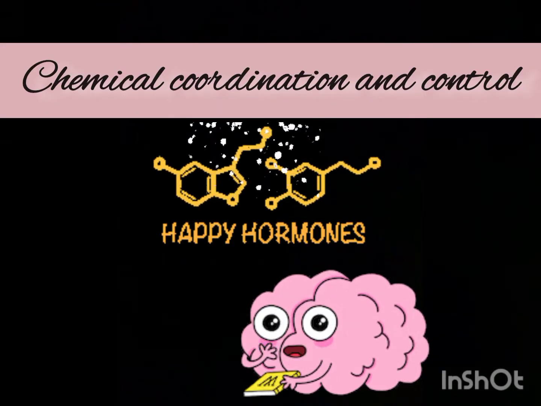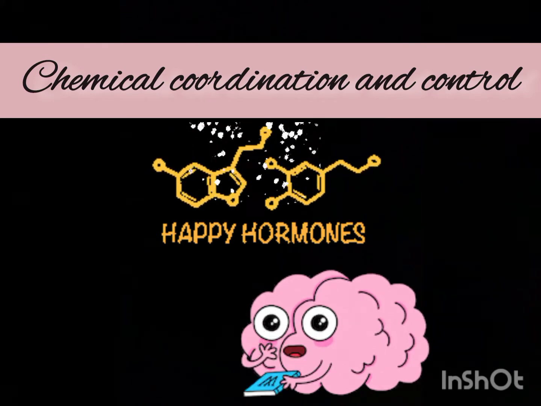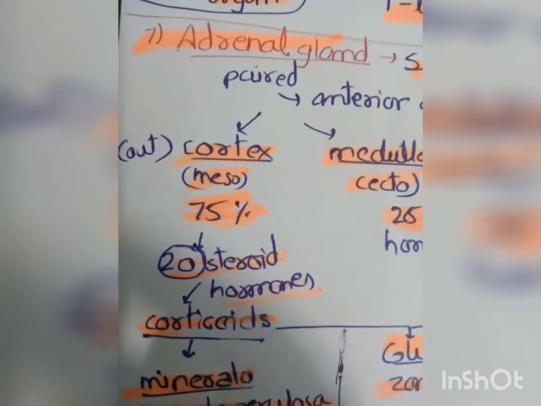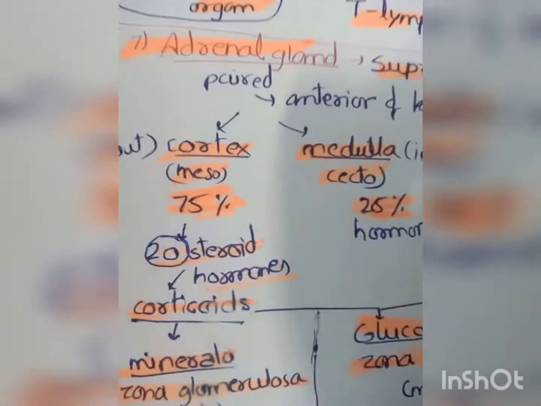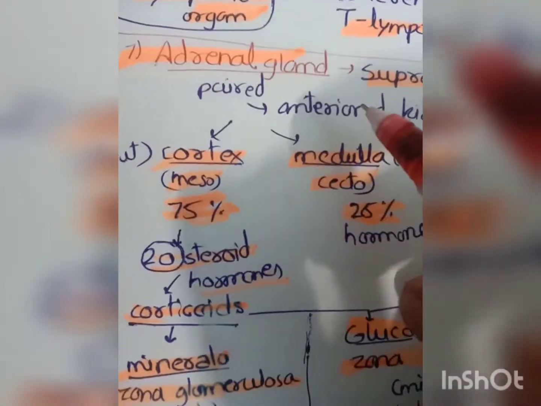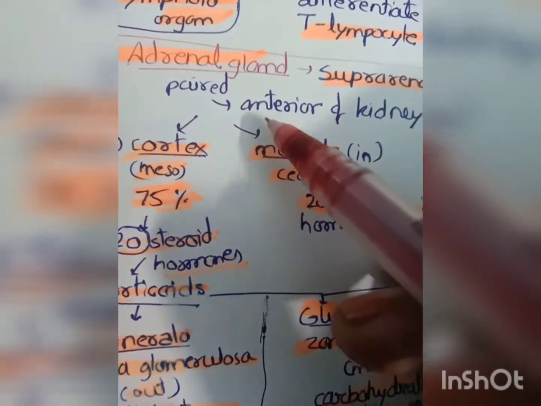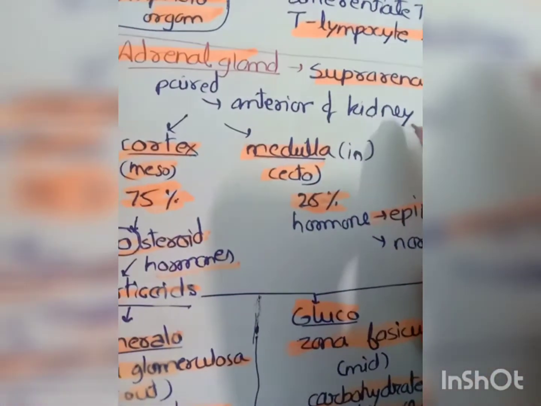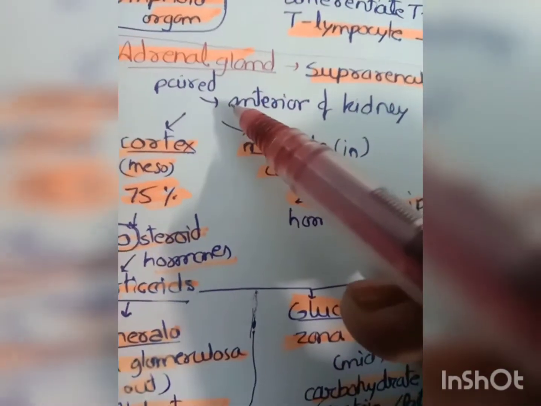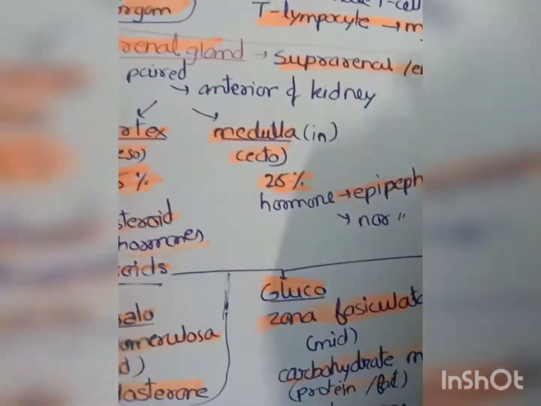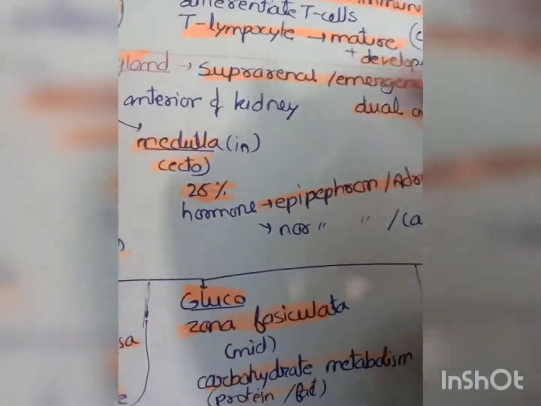So today we are going to continue with our chapter Chemical Coordination and Control. So let's get started. Another endocrine gland which we are going to study today is the adrenal gland. We know that it is present in the anterior part of our kidney and it is a paired gland, because there are always two kidneys in a human body, hence it is paired.